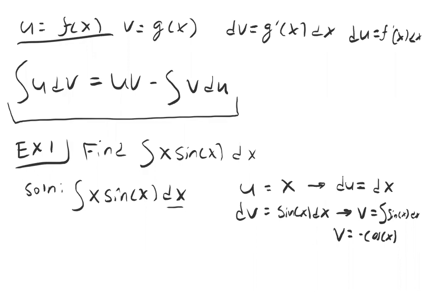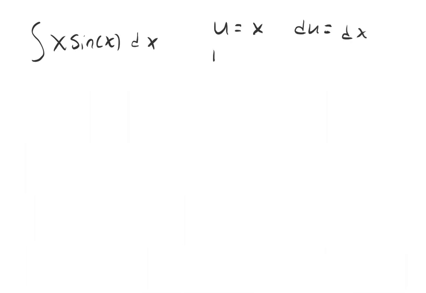So I'm going to make a new page and rewrite this, because I'm going to give you an easy way to remember this formula. We have the integral of x sine of x dx. We have u is equal to x, du is equal to dx, dv is equal to sine of x dx, v is equal to negative cosine of x, and then no more dx's.